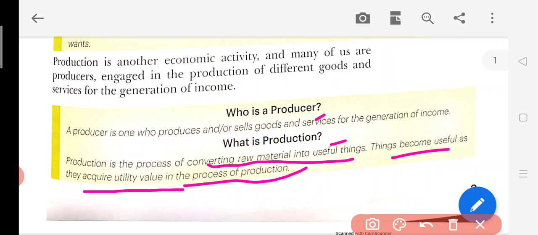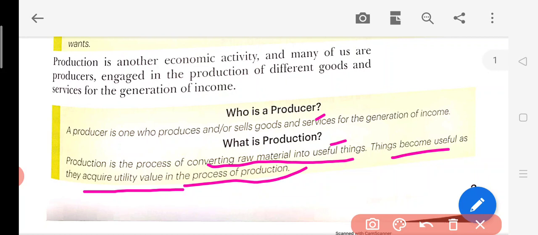So production is called production when we add some value to the raw material. Like if you take the example of cotton as a raw material, you cannot wear cotton. What do we do with the cotton? We make threads out of it.